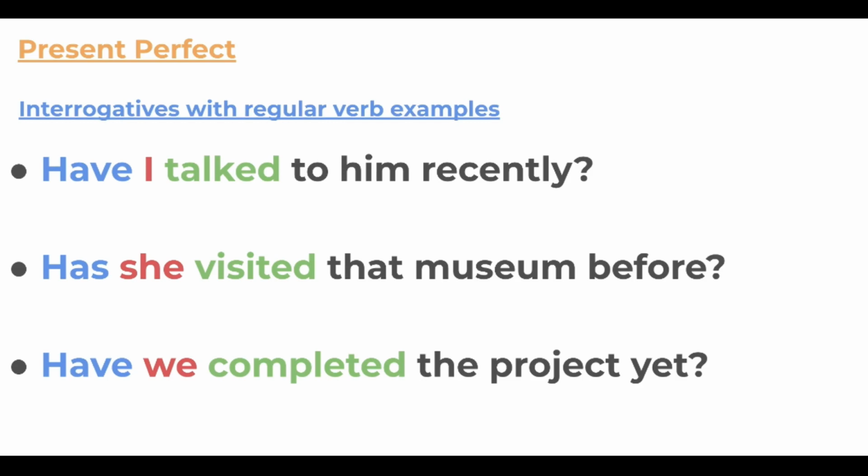Okay, so we've got 3 questions, and if you want to switch them back to affirmative examples, then what do we do? We swap the subject and the auxiliary verb back. So you'd start with the subject. I have talked to him recently. So fairly straightforward with that one.